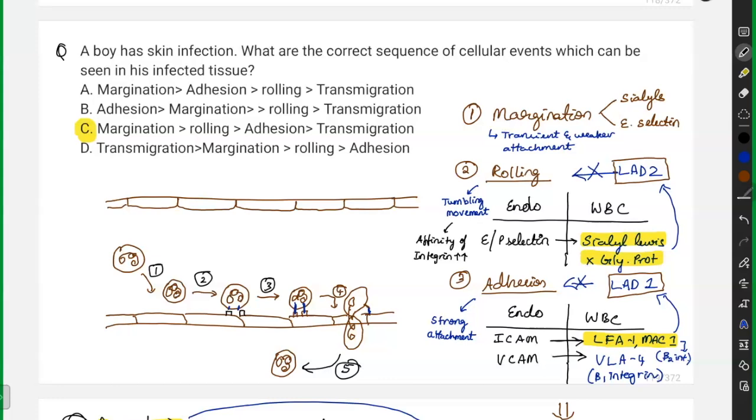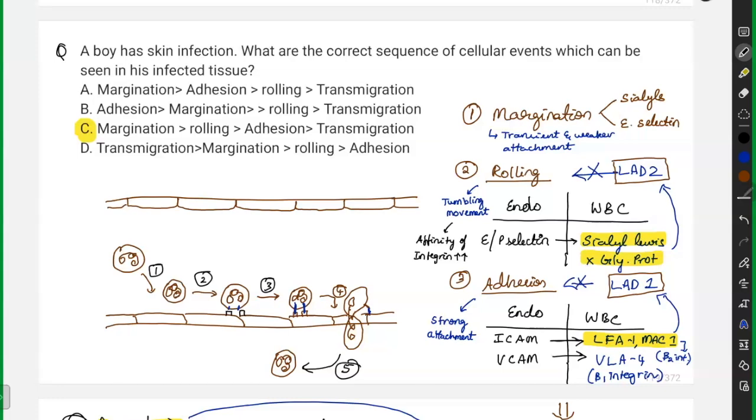Now, once they come to the margin, what happens? They have to roll. They have to attach to the endothelium and they need to roll down. So the transient adhesion of leukocyte occurs with the endothelial cell. This is done by something called selectin. Okay, so if two people have to attach, in a relationship, both should contribute some amount of interest towards each other.